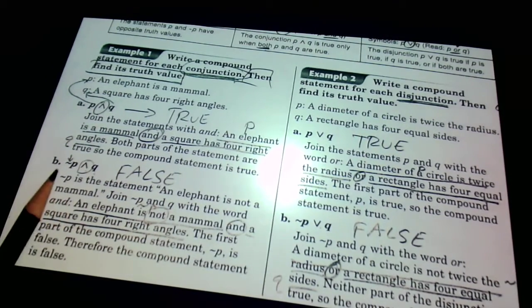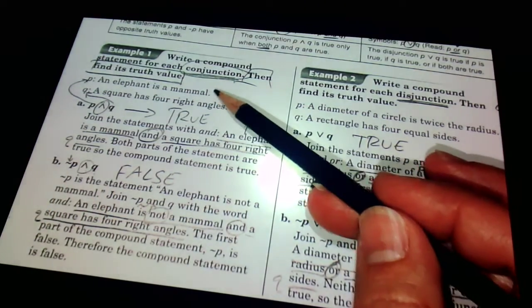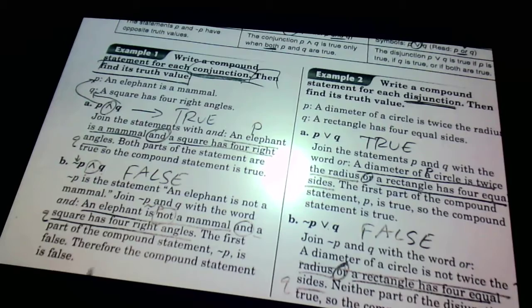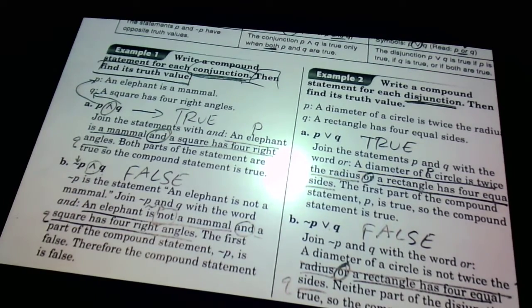Now look at this. They want us to rewrite the conjunction with the negation of P. So that's taking statement P right here, an elephant is a mammal, and negating it, saying an elephant is not a mammal. So here we go. We're going to write it out. We're going to do the negation of P and Q. An elephant is not a mammal, and a square has 4 right angles. That sentence is fine. Doesn't matter if it's true or false. We can write it that way. Now, when we look at it, for a conjunction to be true, both or all your statements have to be true. Well, when you look at an elephant is not a mammal, that is false. So since that is false, we say the whole thing is false.